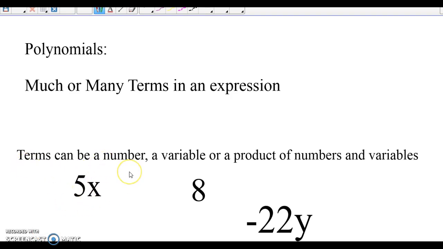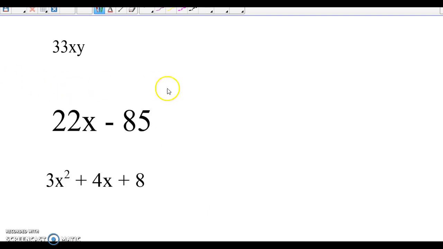So a term can be a number, a variable, or a product of numbers and variables. So we've got 5x as a term, 8 would be a term, negative 22y. Those would all be one-term polynomials. So the name for them is monomials. A monomial is a one-term polynomial. Here we have three polynomial expressions. The 33xy is a product of 33 and x and y, and it is one term, and that's a monomial.